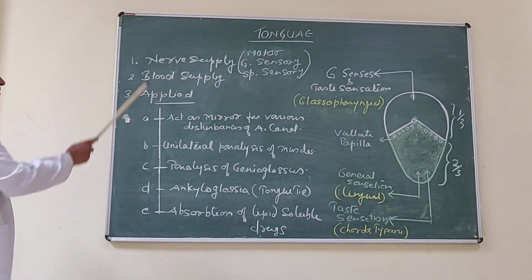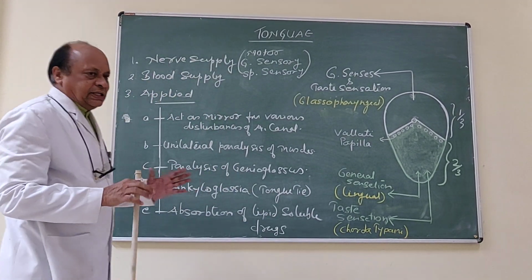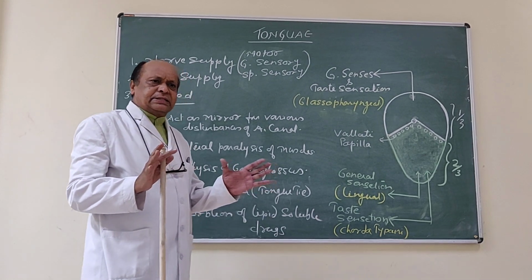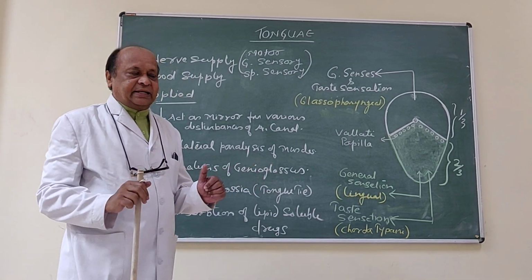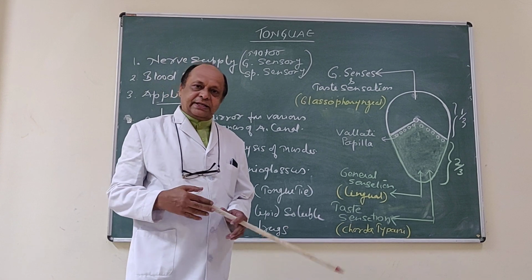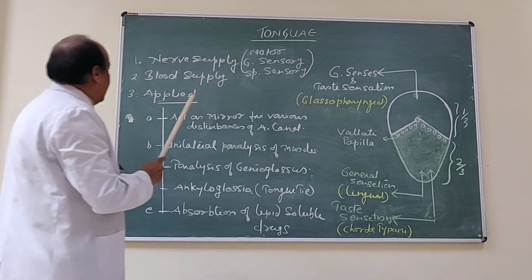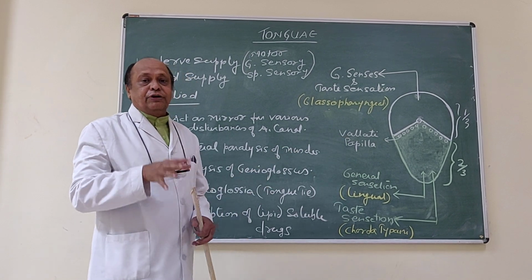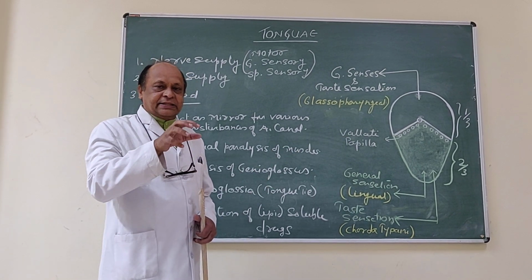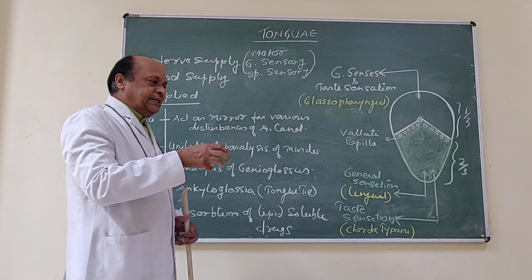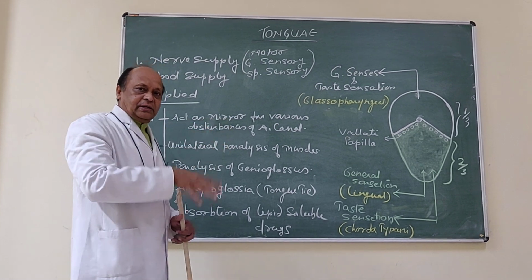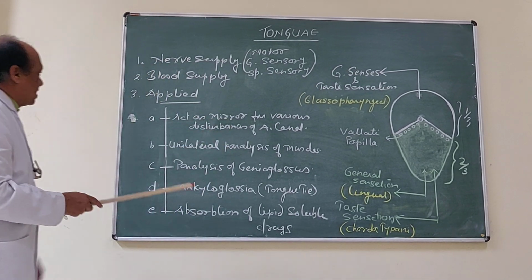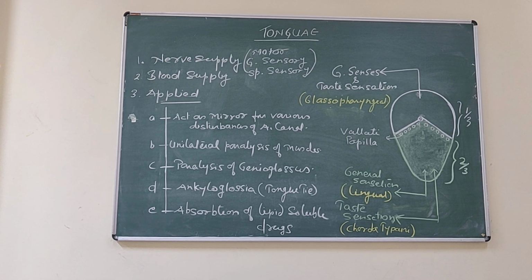If you look at the blood supply, we will not go into the details of blood supply of tongue, but it is supplied by lingual artery, which is a branch from external carotid artery. And the venous drainage is by the tributaries of lingual vein, and this lingual vein ultimately drains into internal jugular vein. Let us see the applied aspect of tongue.